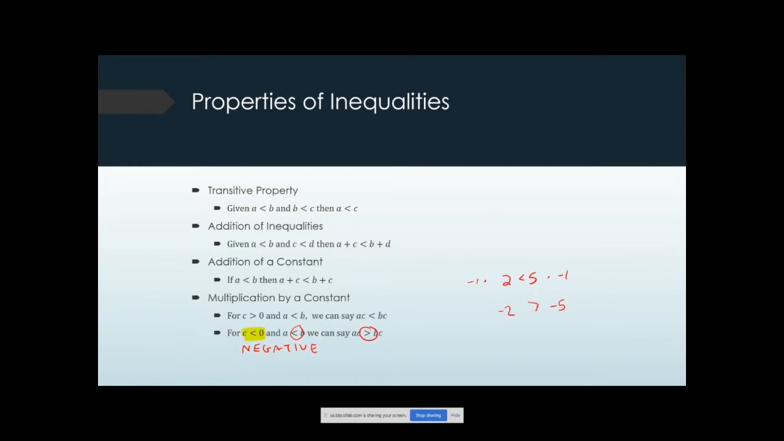So you have to flip the inequality to get something that's still true. That's why, if you are multiplying or dividing by a negative, you have to reverse the inequality. If you're adding a negative, it doesn't matter. It's just with the multiplication and division.